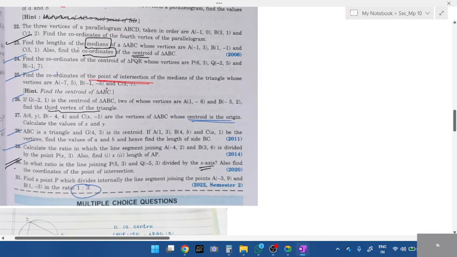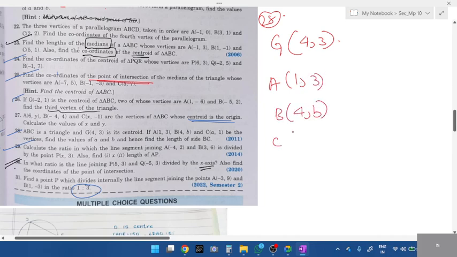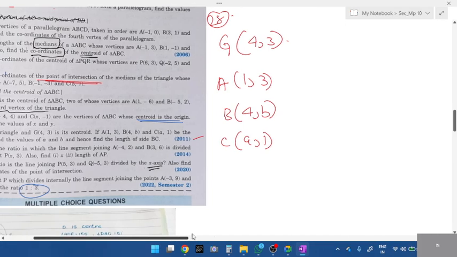Questions 24, 25, 26, 27. Even 27 and 28 are also the same, students. We'll do the 28th question. In a triangle ABC, the centroid value is 4, comma 3. A is 1, comma 3. B is 4 and C is A, comma 1, the vertices. Find the value of A, B and C. Hence find the length of BC.